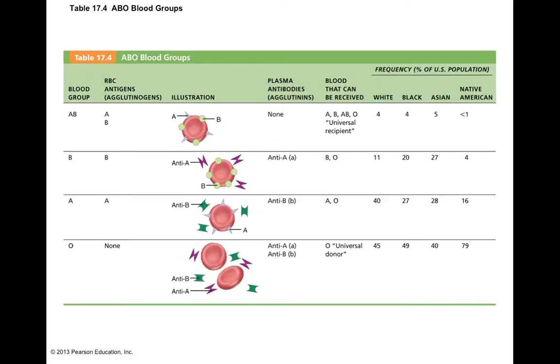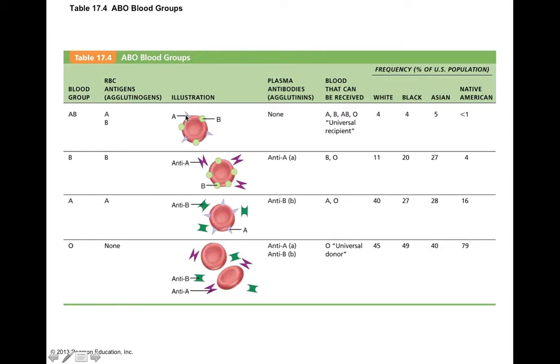So what this slide shows you are our blood groups: AB, B, A, and O. If you have type O blood, which antigens do you have? Neither A nor B. Very good. What if you have type A blood? What antigens do you have? Just A. How about if you have type B? Just B. How about A and B? There you go, A and B. Good. That's what's shown here.